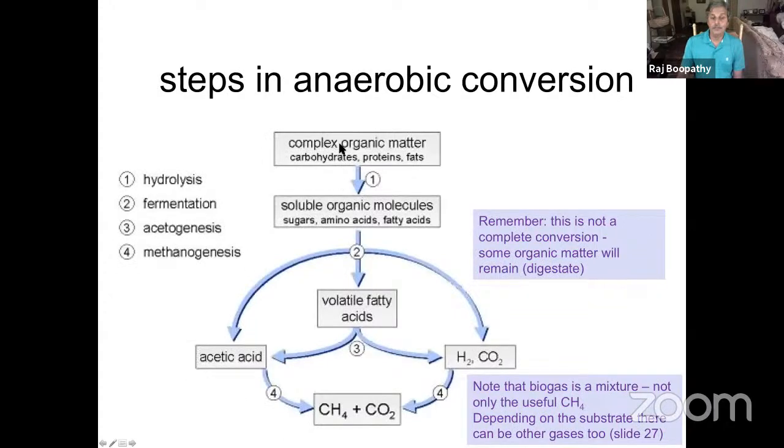This is just to show you this biochemical pathway of what's happening inside a digester. Carbohydrate, protein, fats are converted to simple monomers. And then you have acidogenesis, you have volatile fatty acids produced into acetic acid, hydrogen, CO2, and then you have this methanogenic bacteria take this acetic acid and hydrogen, CO2, convert to methane and CO2.